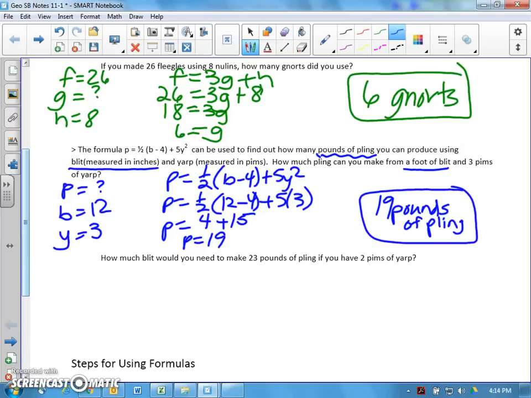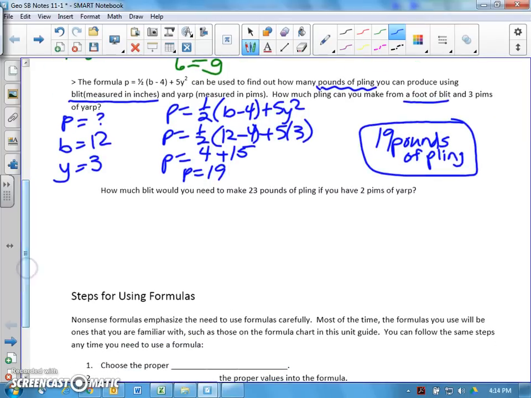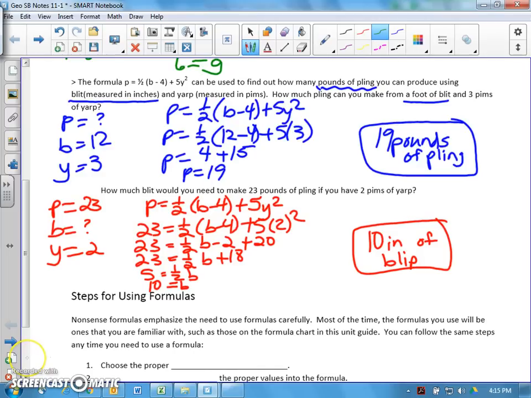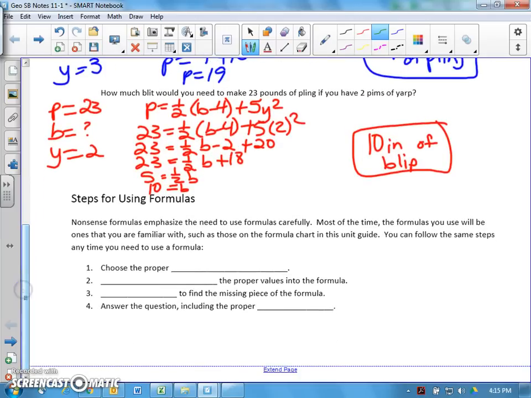I want you to set up the next one, stop the video, work through it, and then turn the video back on to see if you're correct. And you should have 10 inches of blit. So this leads us to our steps for using formulas.